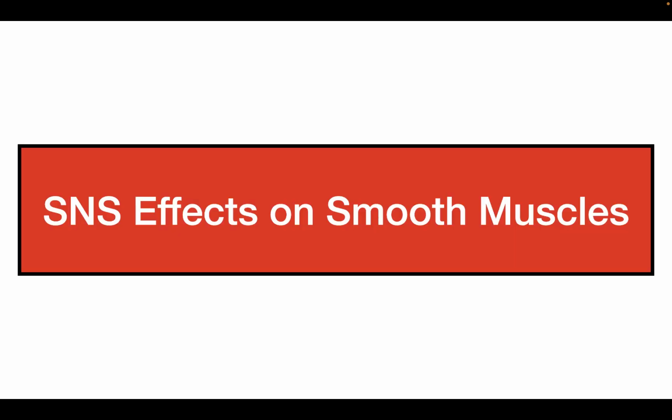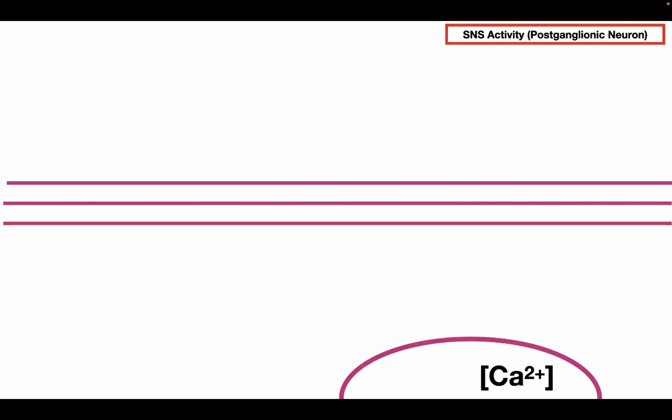So we're going to begin with the sympathetic nervous system, and specifically with the postganglionic neurons. The postganglionic neurons are the neurons that project onto target tissues. And the postganglionic neuron in this case is projecting onto a smooth muscle cell. So this is the plasma membrane of a smooth muscle cell, and this is the sarcoplasmic reticulum of it, and inside you have a high concentration of calcium.